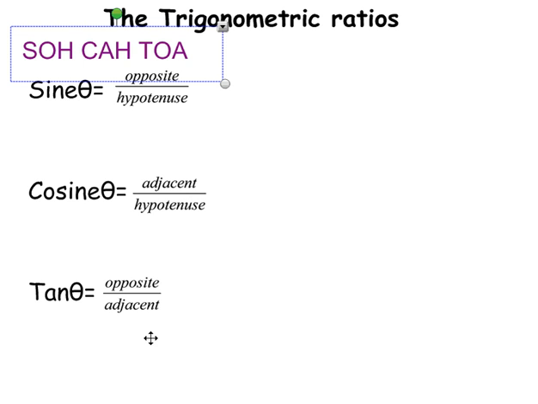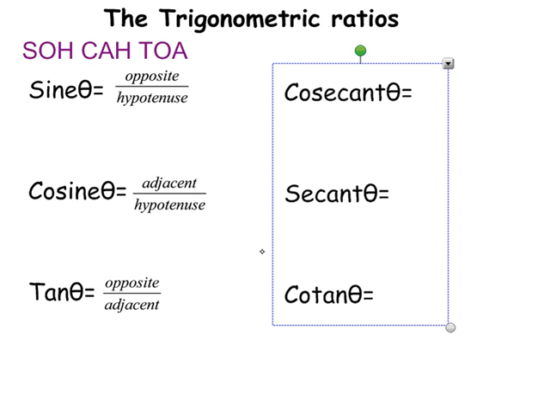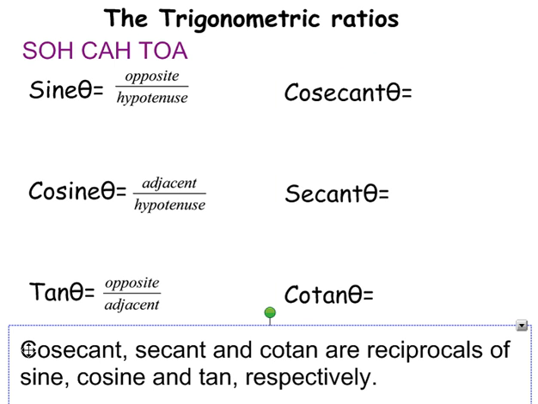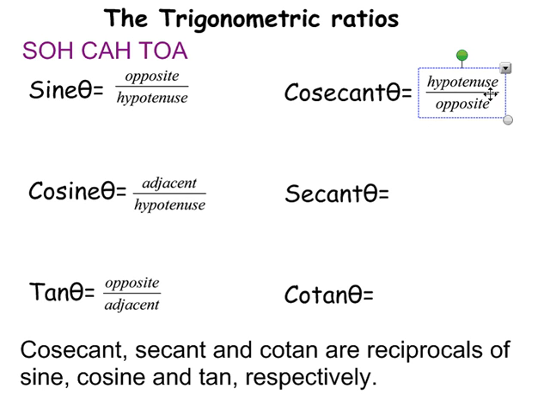So those are 3 trigonometric ratios, but I told you there are 6 of them. The other 3 are called cosecant of theta, secant of theta, and cotangent of theta. Cosecant, secant, and cotangent are reciprocals of sine, cosine, and tangent, respectively. So cosecant of theta is the reciprocal of the sine of theta. So the cosecant of theta is the hypotenuse over the opposite side. So you just have to flip sine to get cosecant.